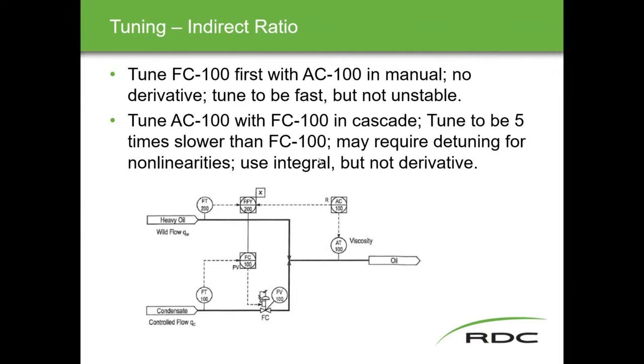Use some integral, but don't use derivative. Again, derivative is usually reserved for slower processes and rarely, if ever, used on a flow loop as a general term. Okay, so integral, so PI, but generally almost never will you have derivative on a flow loop.